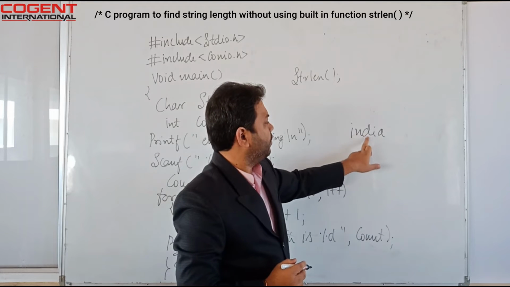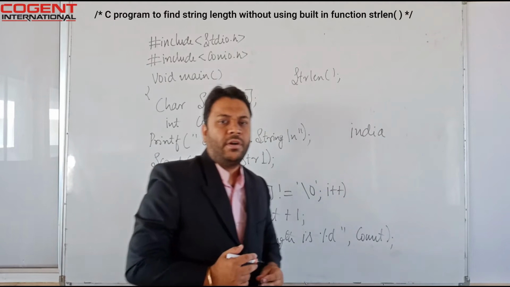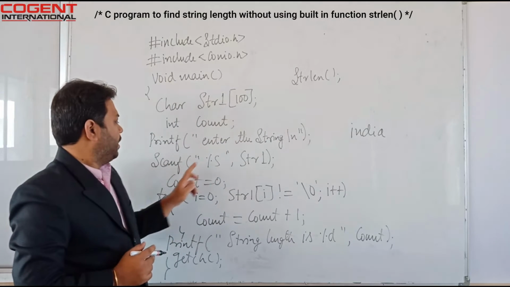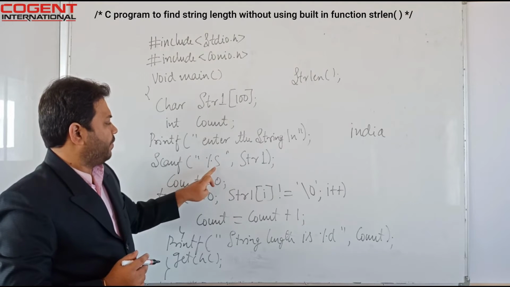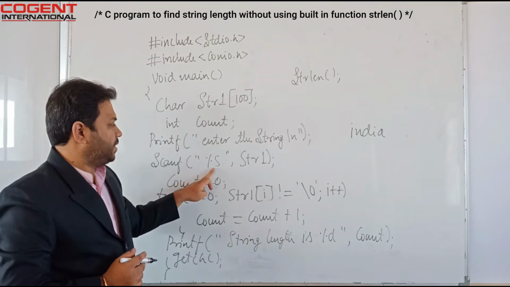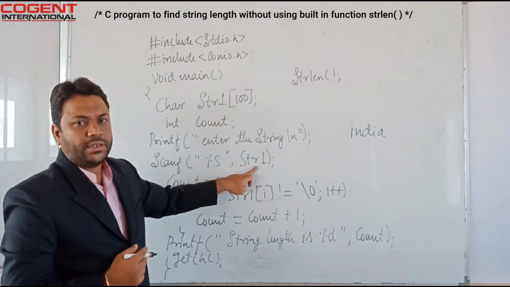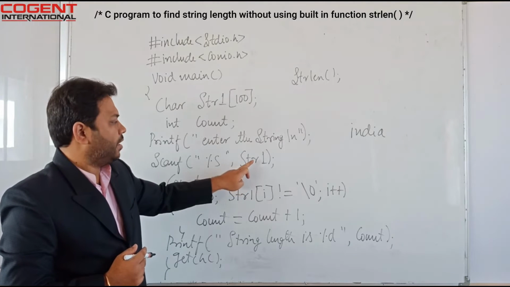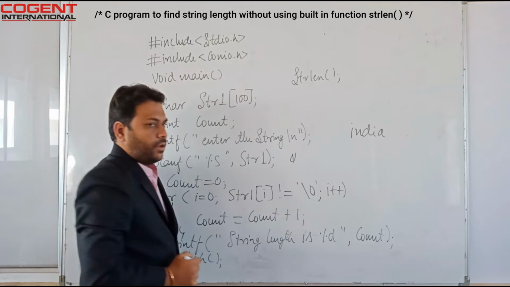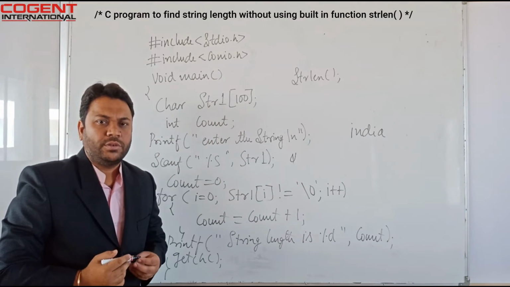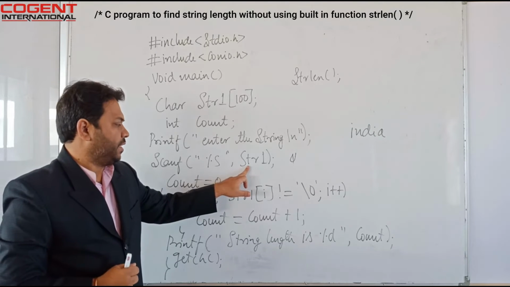INDIA, that is 1 2 3 4 5. 5 strings, that is the length of the string is what? 5 here. Then read that string, with the format specifier percentage s, then the variable, that is the array, str1. Here there is no need of using the ampersand symbol. In strings, the ampersand symbol is not used in reading the characters of strings here.